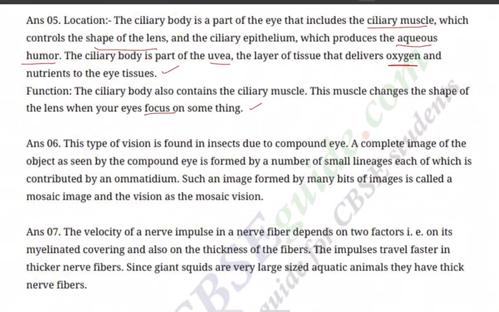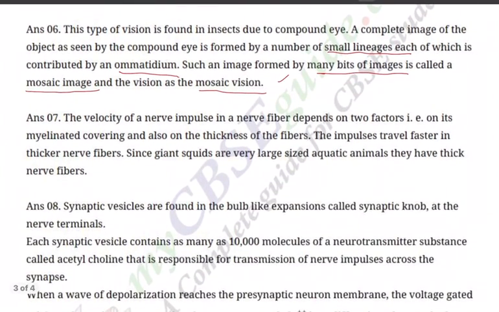Question 6. This type of vision is found in insects due to the presence of a compound eye. A complete image of the object as seen by the compound eye is formed by a number of small images, as I said, frame by frame, each of which is contributed by an ommatidium. Such an image formed by many bits of images is called a mosaic image, and the vision is called mosaic vision.